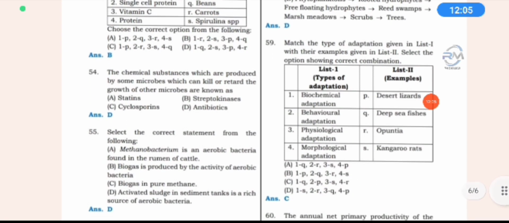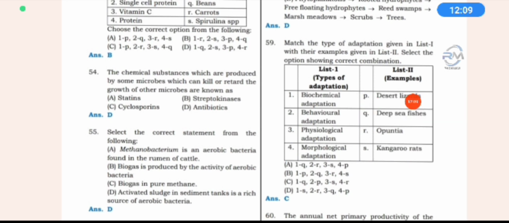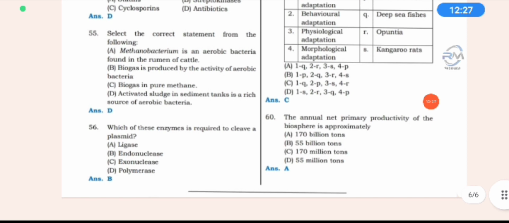59. Another match column. Biochemical adaptation related to deep sea fishes. Behavioral adaptation to desert lizard. Physiological adaptation, kangaroo rats. Morphological adaptation, Opuntia. The annual net primary productivity of the biosphere is approximately 170 billion tons.